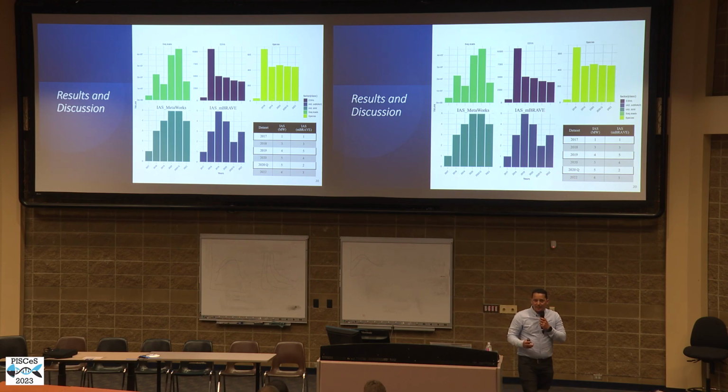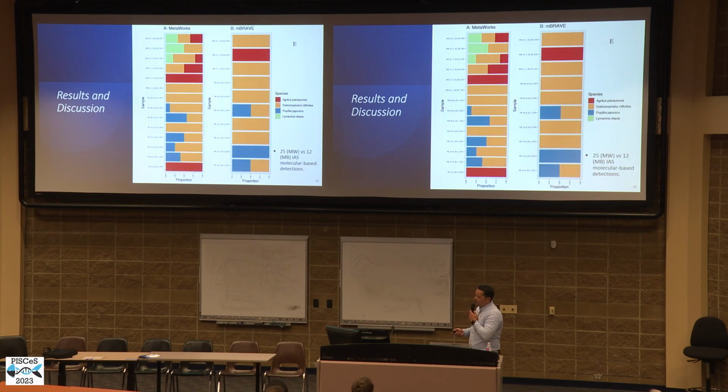There are two elements that I would like you to notice here. First, the maximum number of invasive alien species detected based on molecular detections was 5. Second, MetaWorks picked up a higher number of invasive alien species compared to Invasive, which is more evident if we zoom in on these particular collections and try to quantify these individual detections.